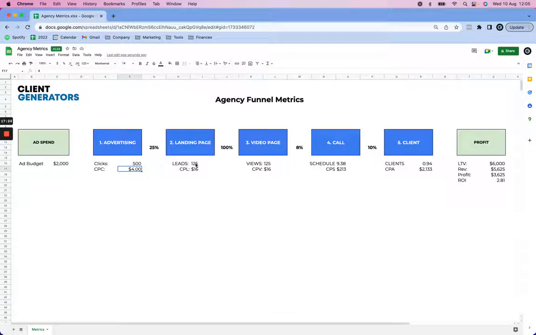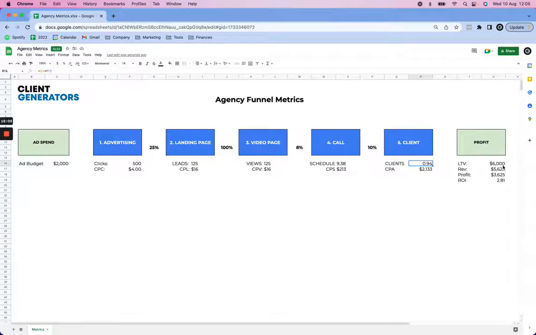That means we only get 500 clicks. And then if we run through the funnel, 125 leads, 125 people view the video, 9.3 people schedule. It means we're going to essentially close 1 client with these numbers. But even if our CPA is $2,000, as long as our lifetime value is higher than that, it's going to be profitable. Even in a worst case scenario where the cost per click is really, really high, we can still double our money with the ads because we're spending $2,000 and getting at least 1 client, 0.94, but rounded up to 1.